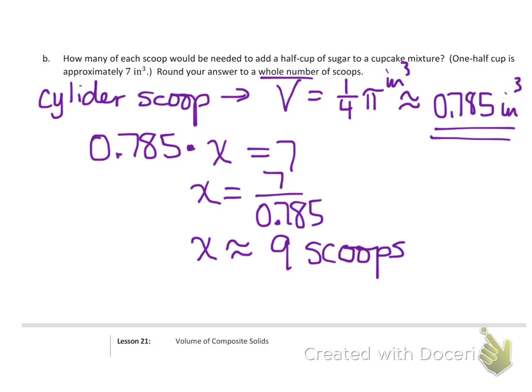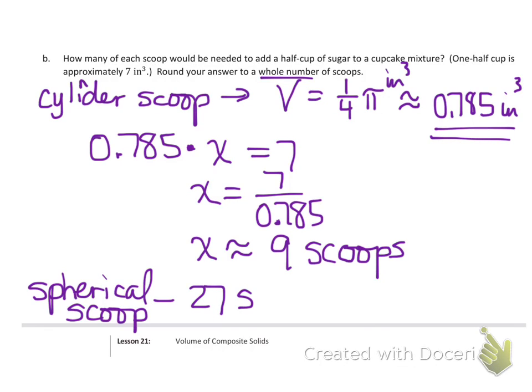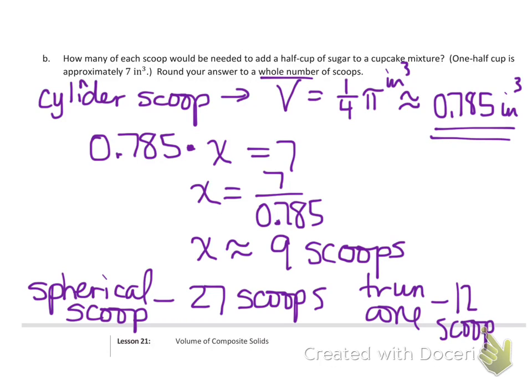So, I hate it when I see these spelling errors. So you can work that out for the other two and check your answers. The spherical scoop, I would need 27 scoops to make a 1/2 cup, and for the truncated cone, I would need 12 scoops. Okay, there you have it, folks.